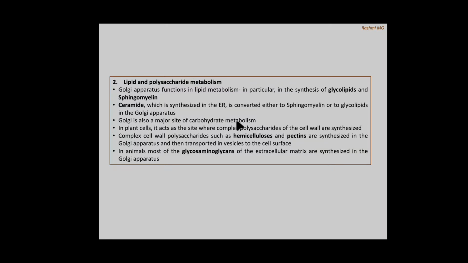Golgi is also a major site of carbohydrate metabolism. In plant cells, it acts as a site where complex polysaccharides of the cell wall are synthesized. Which are the polysaccharides present in the cell wall? That is hemicellulose and pectin. In animals, most of the glycosaminoglycans of the extracellular matrix are synthesized in the Golgi apparatus.